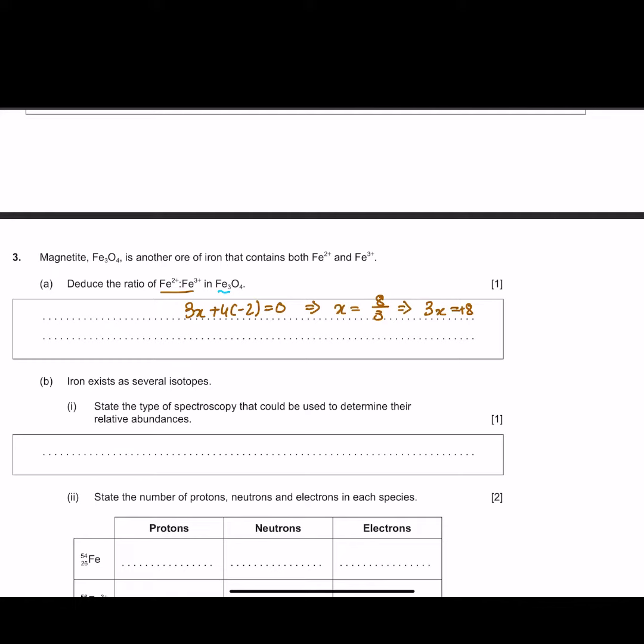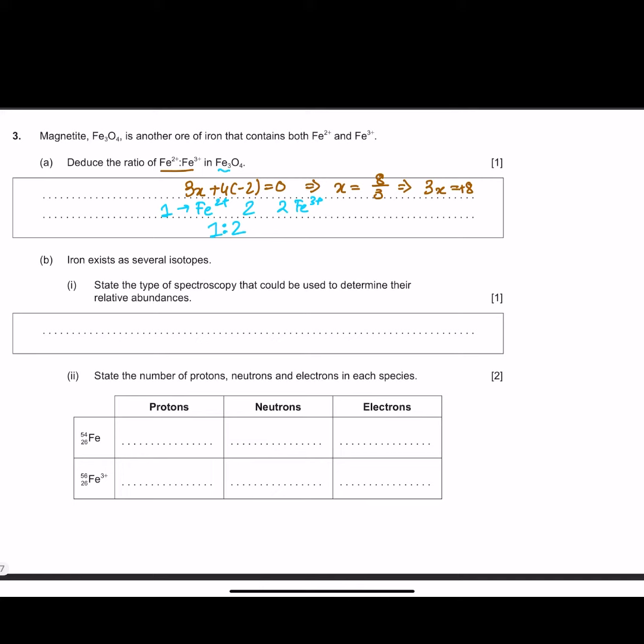Now you can have Fe3+ and Fe2+. Clearly you would need two 3+ charges and one 2+ charge to create a total charge of +8. So you would need 1 Fe2+ and 2 Fe3+. So the ratio will be 1:2, and this is the correct answer to this question. In the next part, it's given that iron exists as several isotopes. State the type of spectroscopy that could be used to determine the relative abundances. Obviously, we use mass spectroscopy.